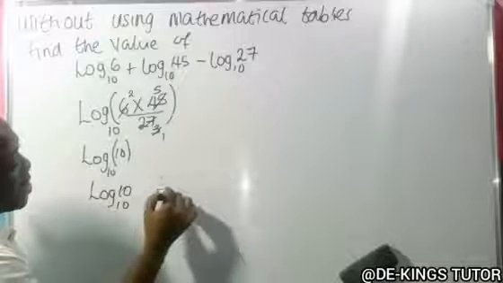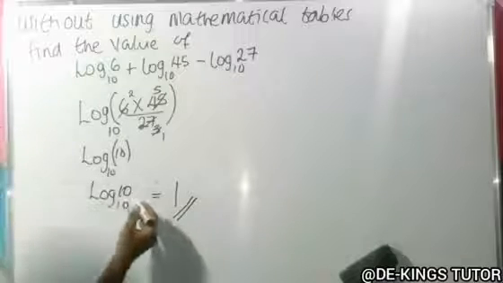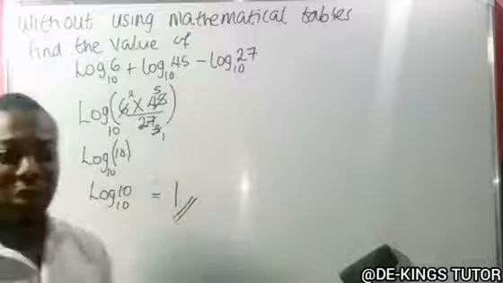Now log 10 to base 10 gives us 1, because the logarithm of a number to the same base is equal to 1. So that is the solution of this question.